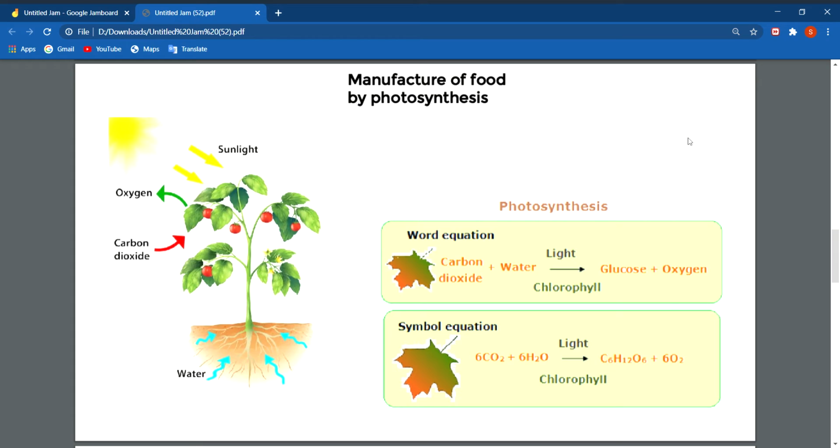You can see the equation of photosynthesis on the screen. Carbon dioxide plus water is equal to glucose plus oxygen. Plants take in carbon dioxide and release oxygen in photosynthesis.